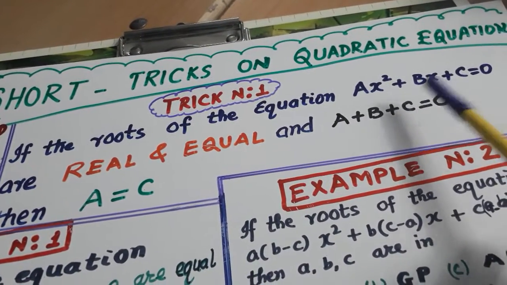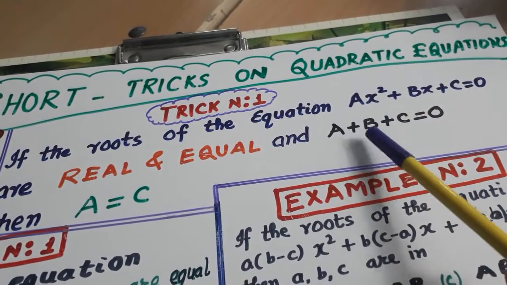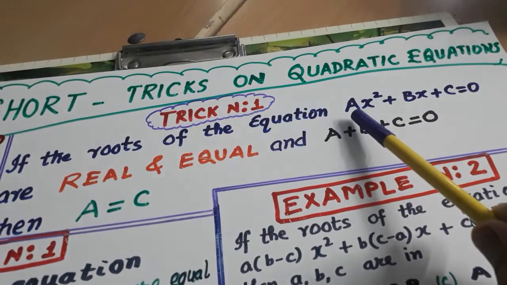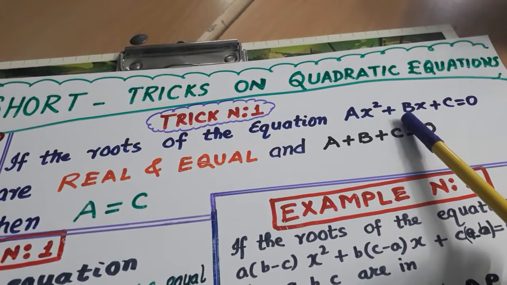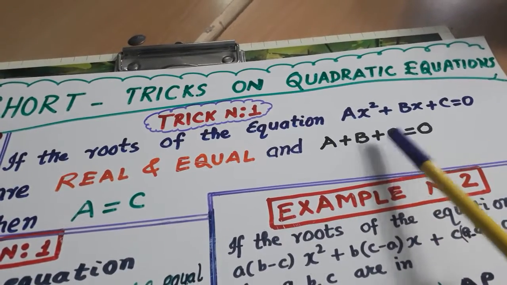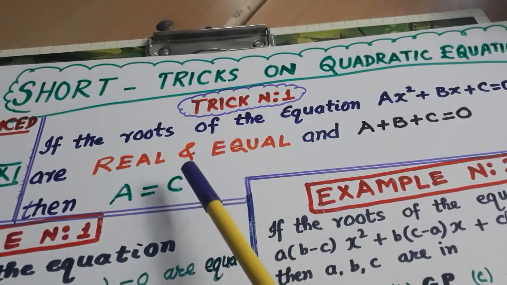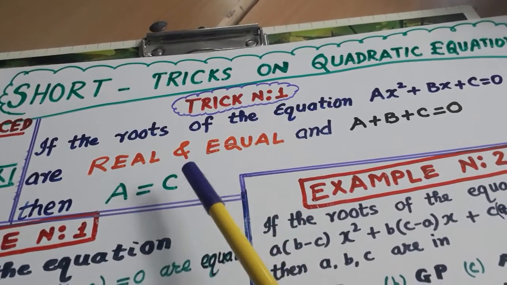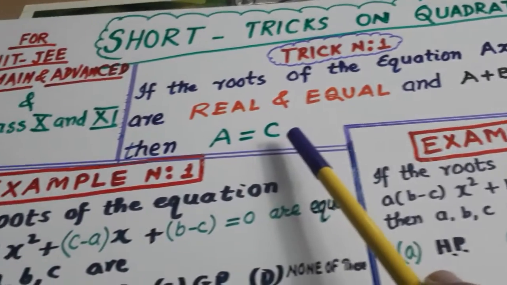So you know this is the quadratic equation. a is the coefficient of x square, b is the coefficient of x, c is the constant term. If the sum of all these is 0 and the roots are real and equal, then a will be equal to c. Now let us go to the first example.